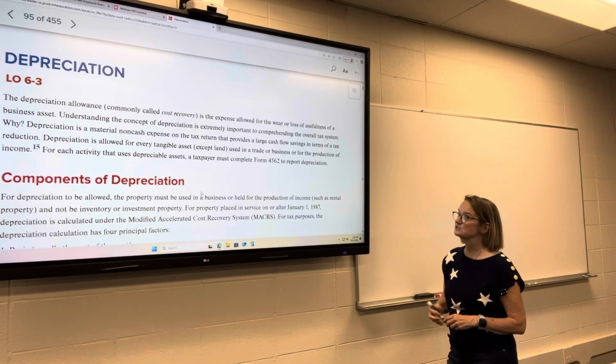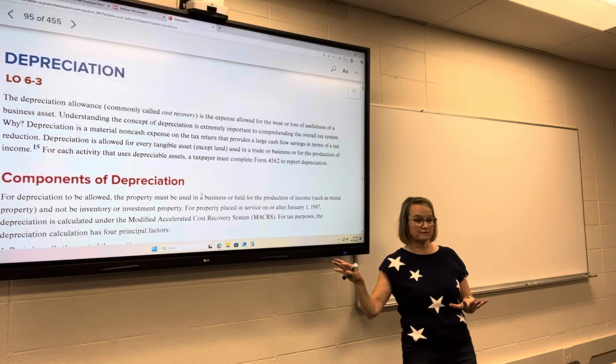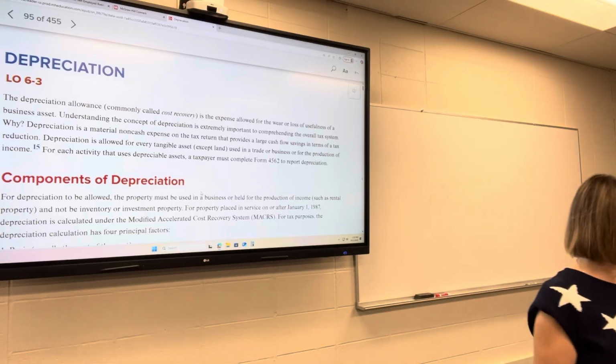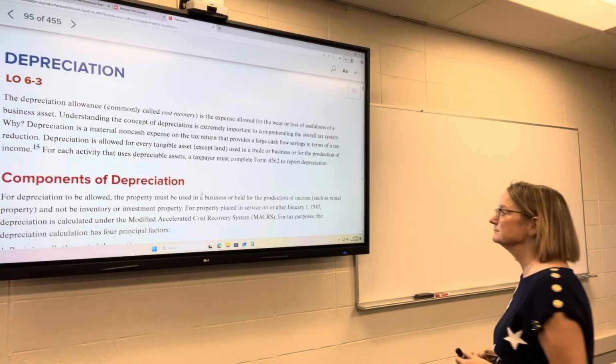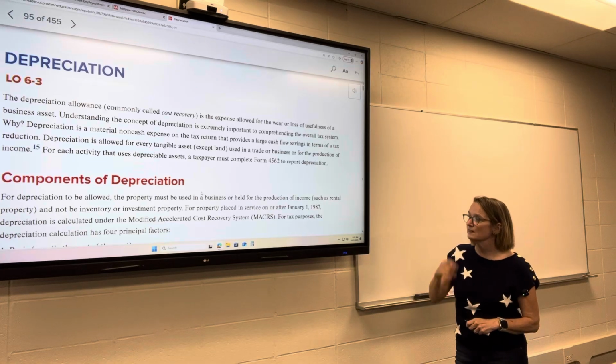Form 4562, and this is probably all we're going to cover today, this learning objective 3 regarding depreciation, because it's a lot of information. I said it really should be its own chapter, but instead they just make it one section in this particular chapter.